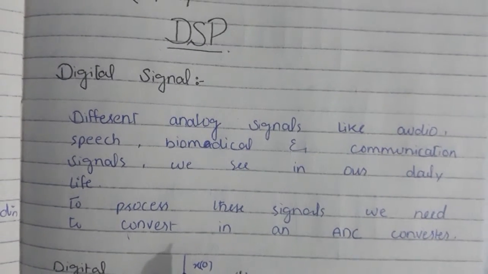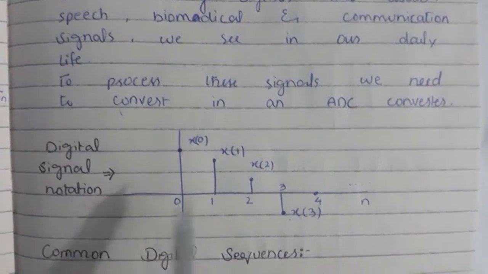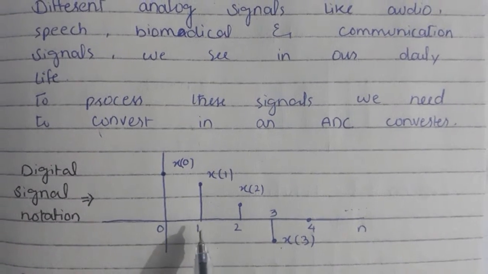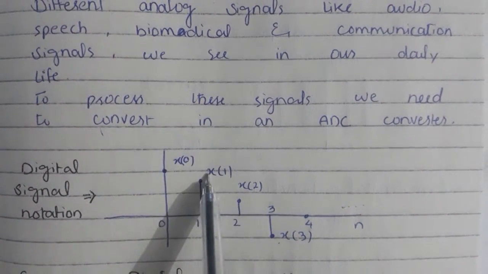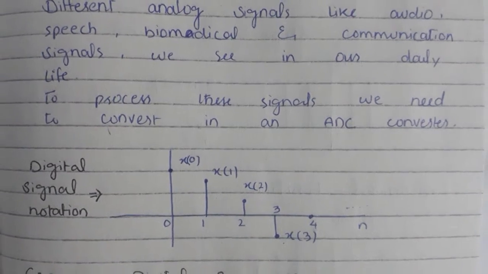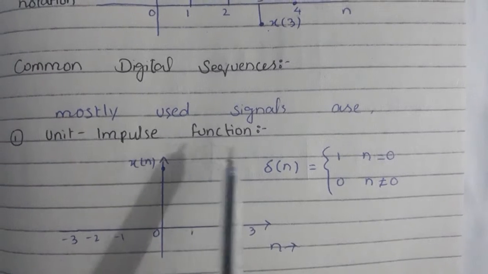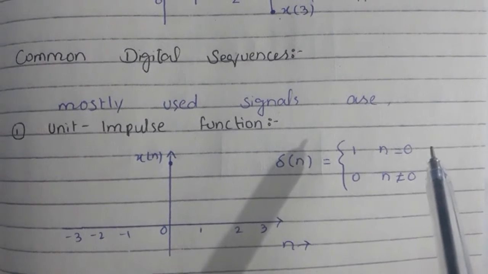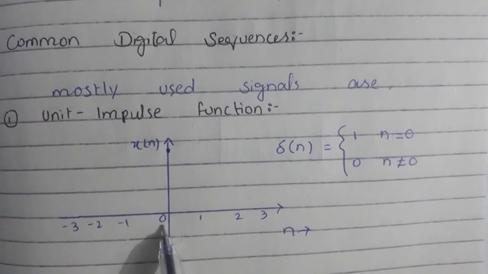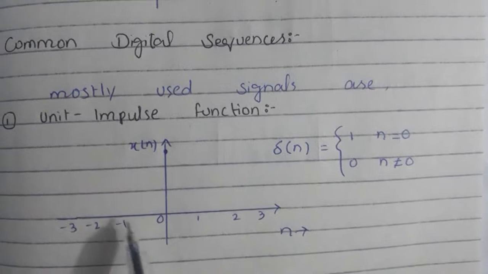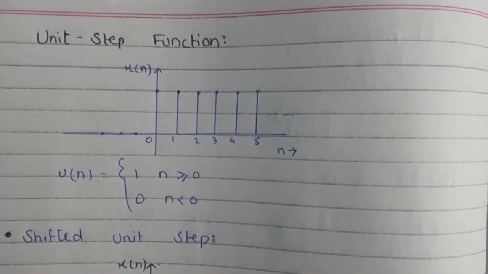And how do digital signals get notated? The notation of digital signals is like this. Here we see the second sample with amplitude x of 1. Now we see some of the common digital sequences. The first one is the unit impulse function. The unit impulse function has value only at n equal to 0, otherwise it will be 0. The next one is the unit step function.